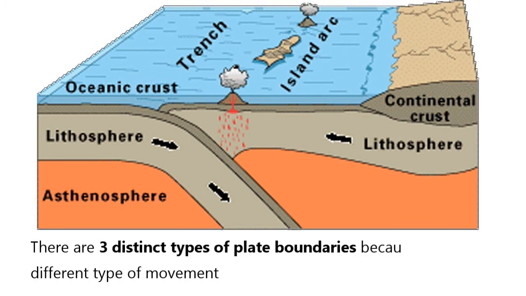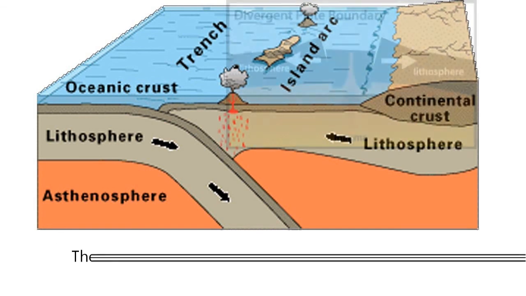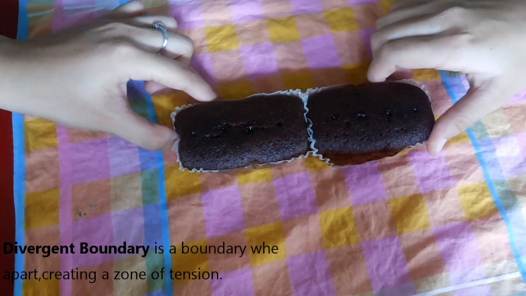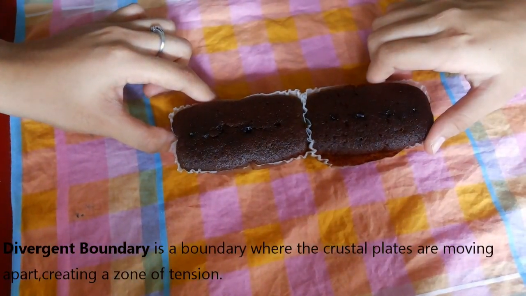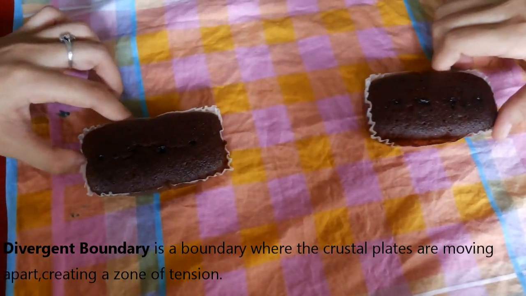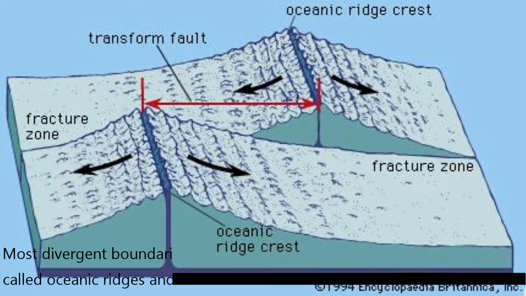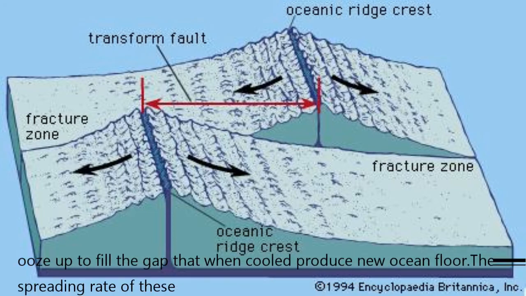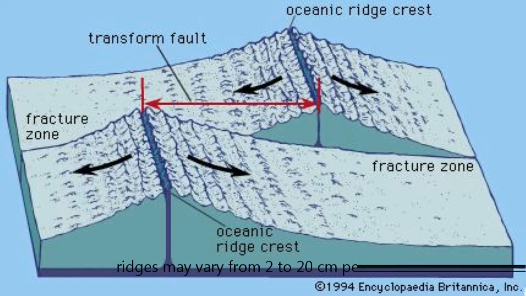There are three distinct types of plate boundaries because they exhibit different types of movement. The first type of plate boundary is the divergent boundary. A divergent boundary is a boundary where the crustal plates are moving apart, creating a zone of tension. Most divergent boundaries are situated along underwater mountain ranges called oceanic ridges, and new materials from the mantle ooze up to fill the gap that, when cooled, produce new ocean floor. The spreading rate of these ridges may vary from 2 to 20 cm per year.